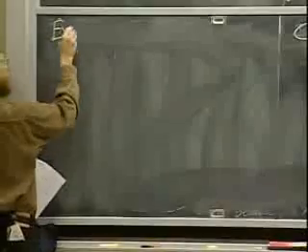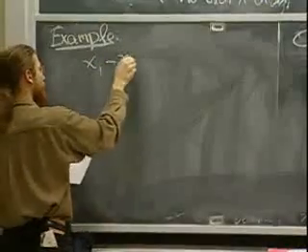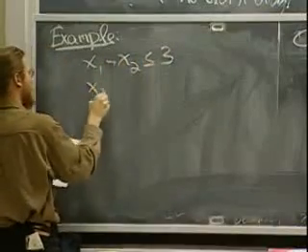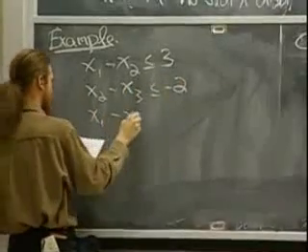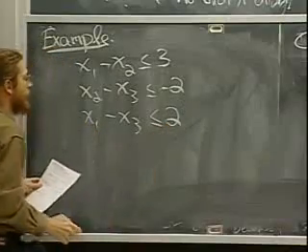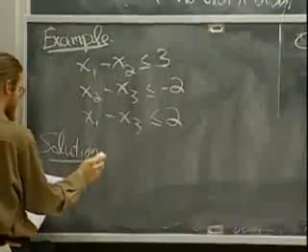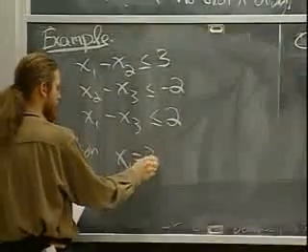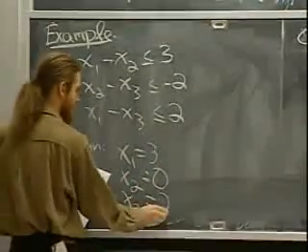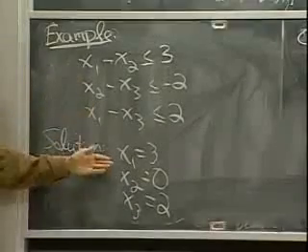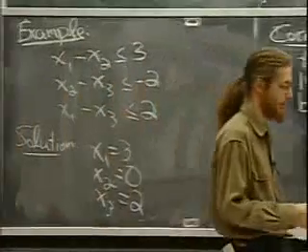Here's a very simple system of difference constraints. And a solution. Why not? It's not totally trivial to solve this, but here's a solution. And the only thing to check is that each of these constraints is satisfied. x1 minus x2 is 3, which is less than or equal to 3, and so on. There could be negative values, there could be positive values. It doesn't matter.